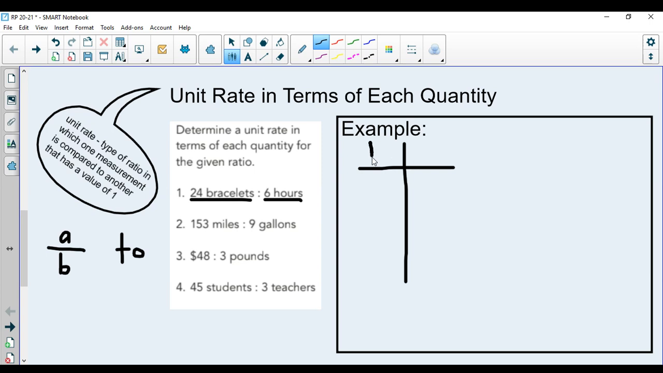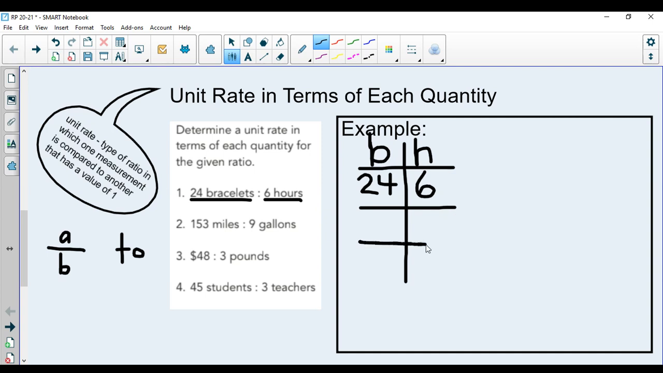I'm going to start by labeling each side. I'm going to do B for bracelets and then H for hours. And then I'll put in the values that are given to me in the original ratio. So 24 bracelets, 6 hours. We learned earlier in today's lesson about scaling up, scaling down, and scaling to 10. So I'm going to try to do that here.